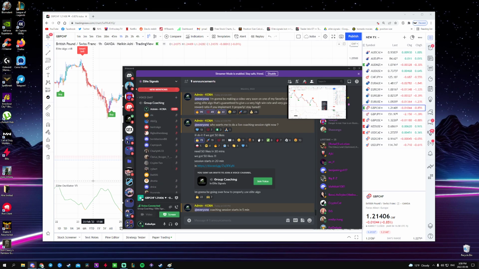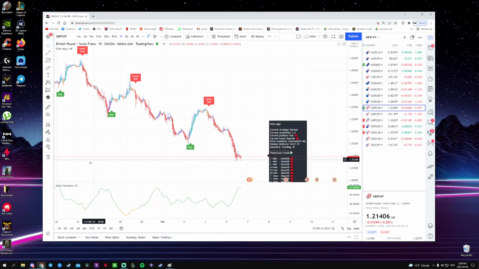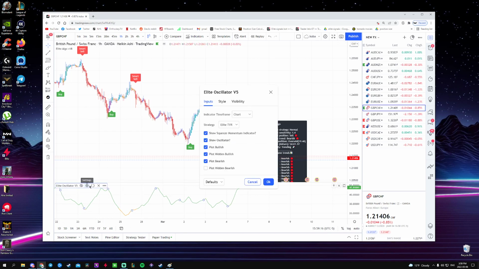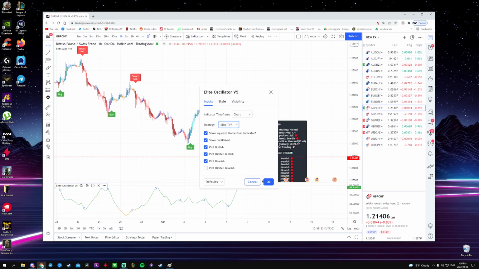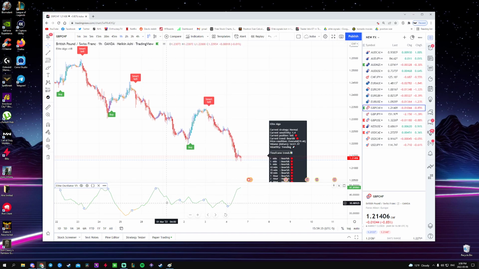With the current session, for the people that are able to see the screen, the first thing we want to do is make sure that the oscillator is in the TVR mode. Hover over to where it says the Elite Oscillator, click this settings icon, and make sure that under strategy, we have Elite TVR selected, right? Once we have that selected, your chart is going to go from looking like this to looking like that. So you're going to have this line here.